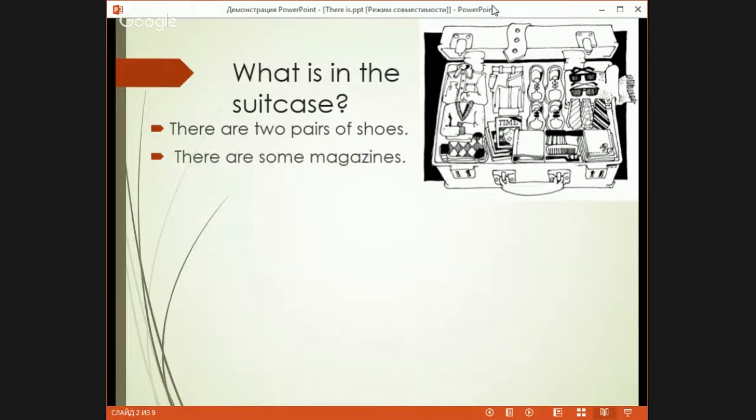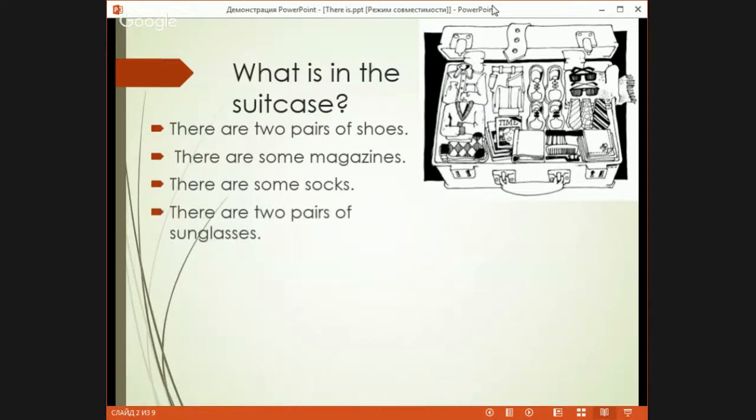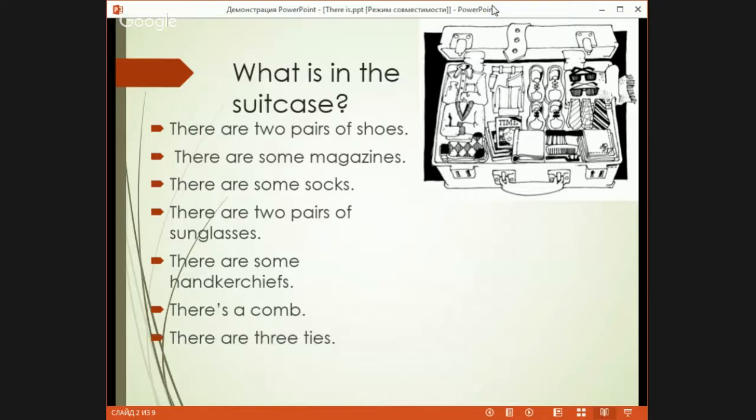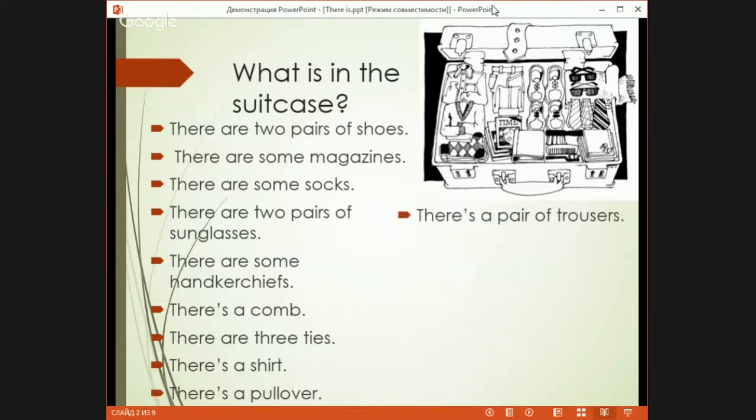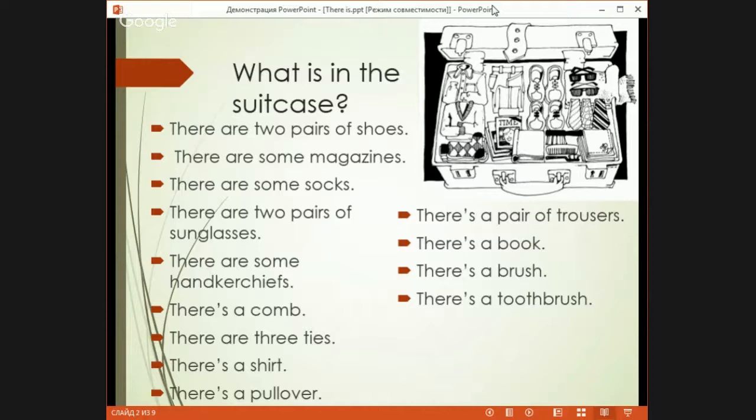There are some magazines. There are some socks. There are 2 pairs of sunglasses. There are some handkerchiefs. There is a comb. There are 3 ties. There is a shirt. There is a pullover. There is a pair of trousers. There is a book. There is a brush. There is a toothbrush. And there is a towel. I guess that's it.